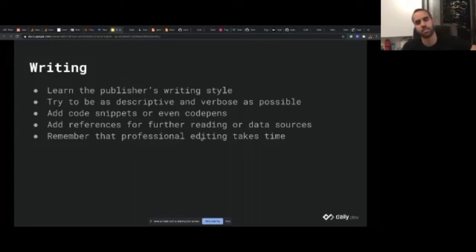But this writing part is the part that takes most of the time when we publish to big publishers. It could take several weeks because it doesn't depend only on us. It depends also on the editors. So please bear it in mind when you approach the writing process.